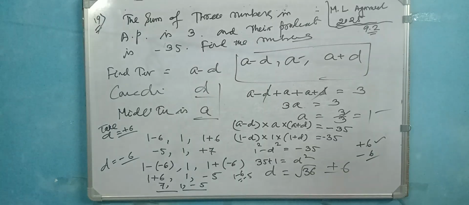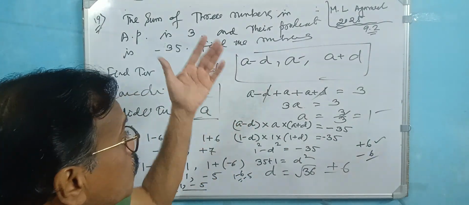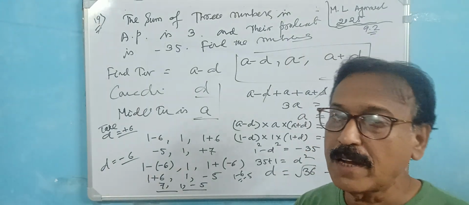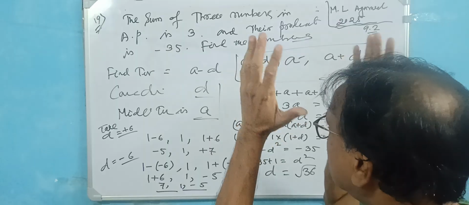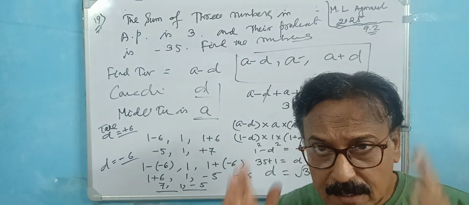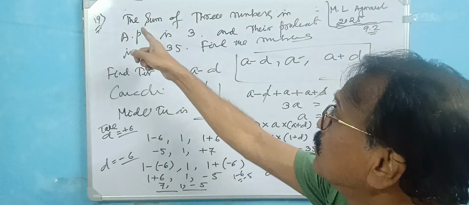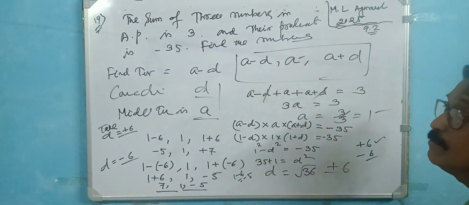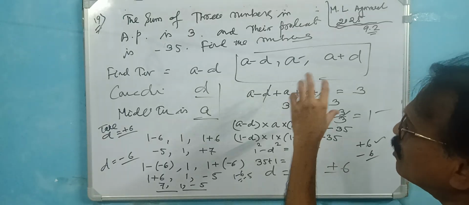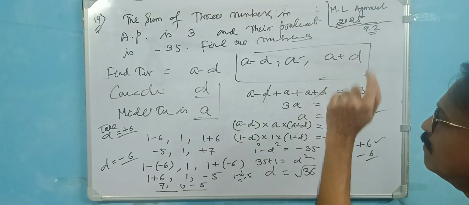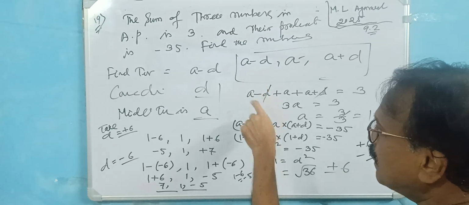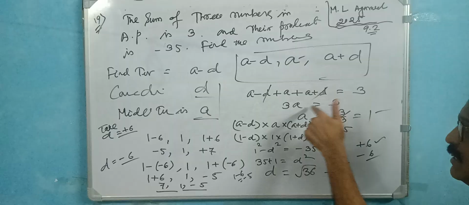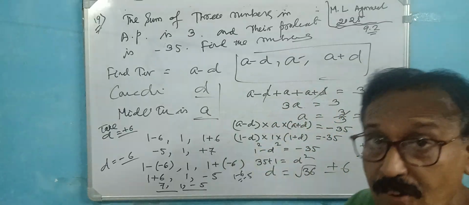In this way, don't panic when you see any sums. Be confident in your mind, you can do everything. Just put the value in the proper place. Think in your brain: the sum of three numbers, so for that reason you take three numbers in order. Why? Because the calculation will be very easy. The middle term is A, the common difference is D, so A minus D, A, and A plus D. When you take the sum, D cancels out, so 3A is equal to 3, A is equal to 1. For that reason we take this.